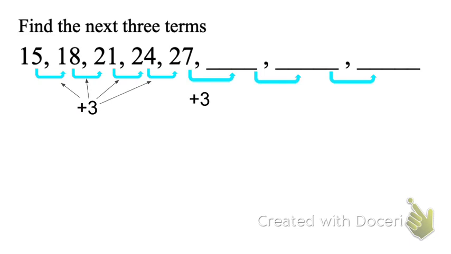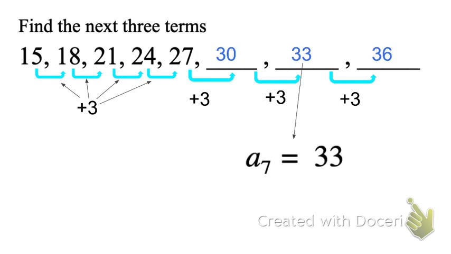So for our next number, we would simply say 27 plus 3 is 30, 30 plus 3 is 33, 33 plus 3 is 36, and if we needed to keep going, we could keep going. Then what could we say about that 33 right there? Well, we could count 1, 2, 3, 4, 5, 6, 7. We could say it's the seventh term. The seventh term is 33.